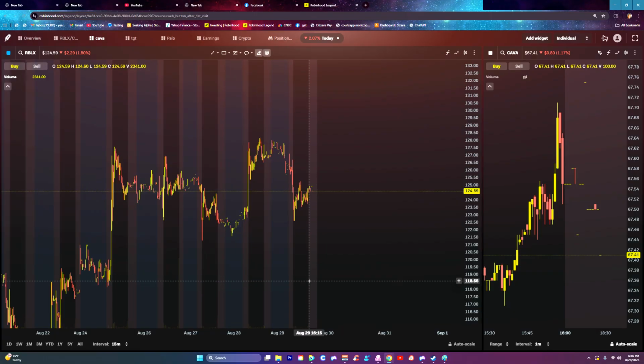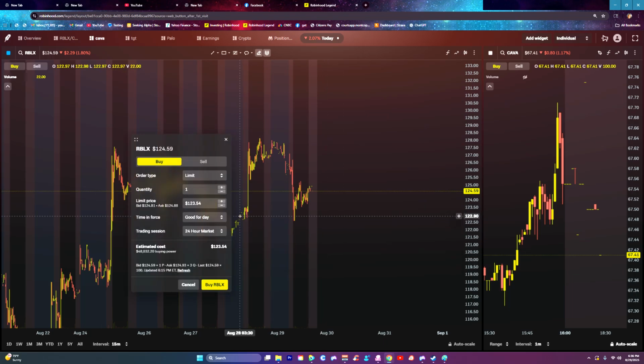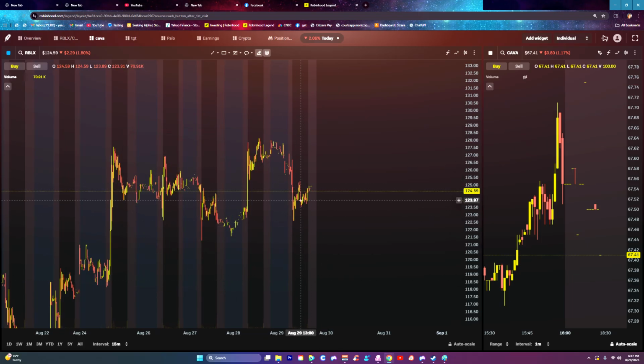So the question is, if I have $10,000 I can put down and trade, how many shares of Roblox should I buy here? If I bought 24 shares, that's $2,900, right? Should I buy that much? Well, I said I had 10 grand, so why not buy 70 shares for 8,600? Why not go all in? Why not bet all the money that I have in my possession on this position?